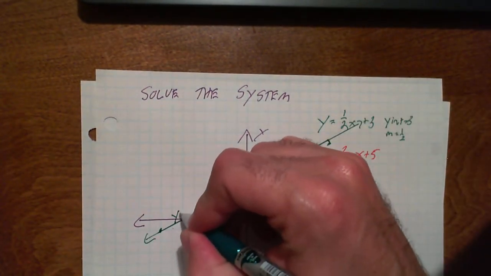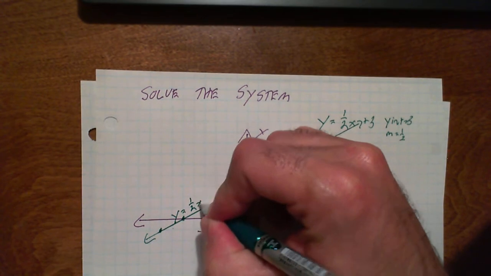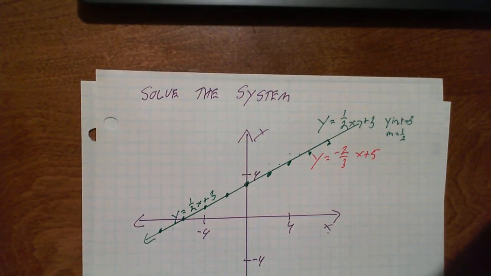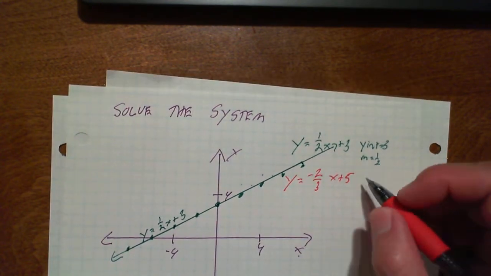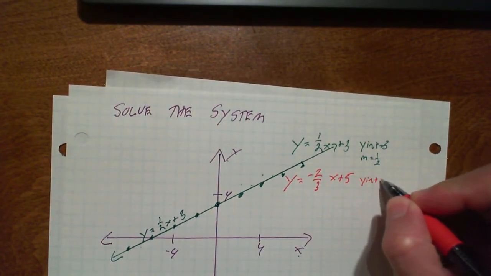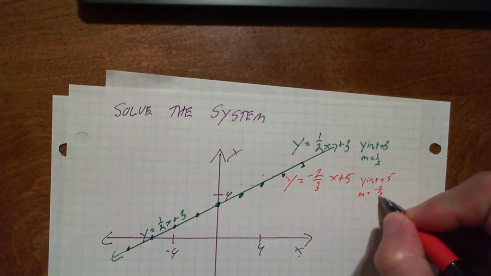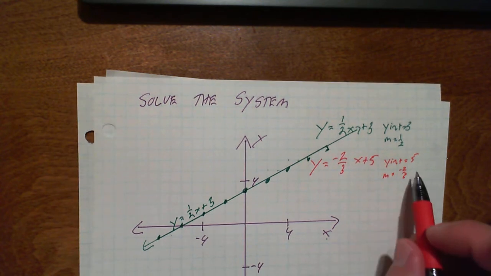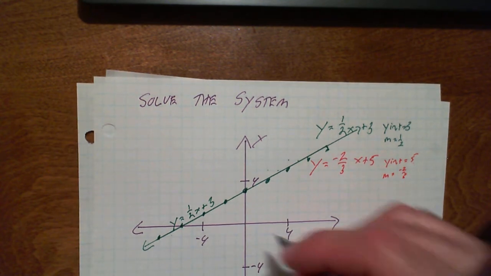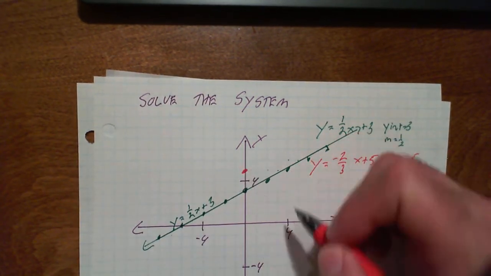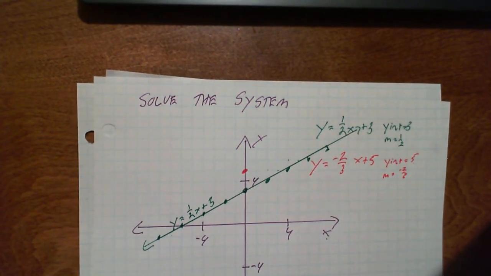I'm going to write it here. Y equals 1/2 x plus 3. Label it. Now let's graph the red. Y equals negative 2/3 x plus 5. So the y-intercept equals 5. And the slope equals negative 2/3. So the y-intercept is at positive 5. So I go up 1, 2, 3, 4, 5. No problem. And negative 2/3, make sure it's going down.